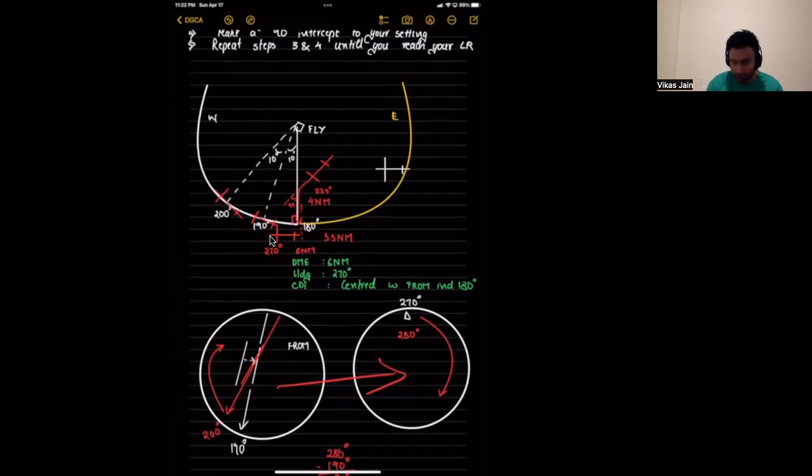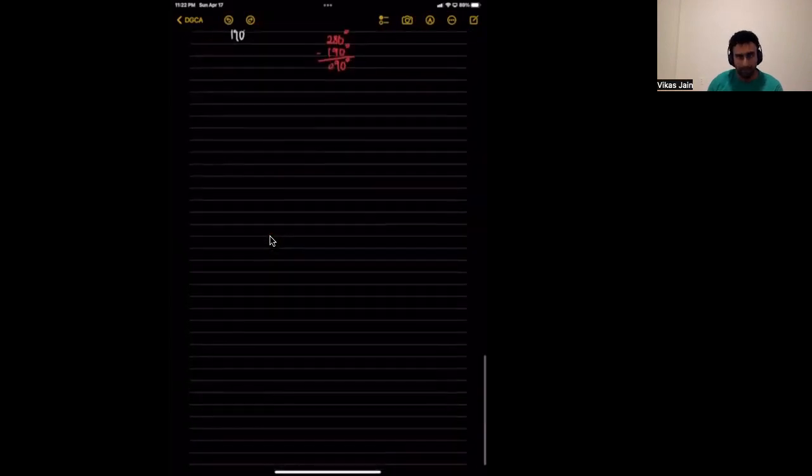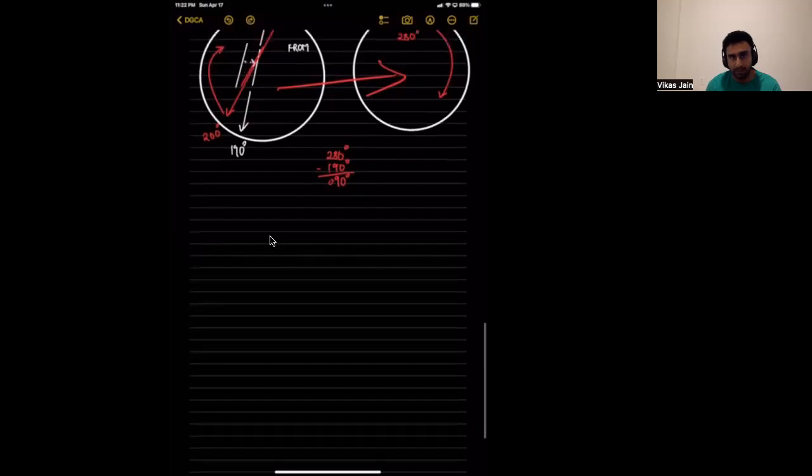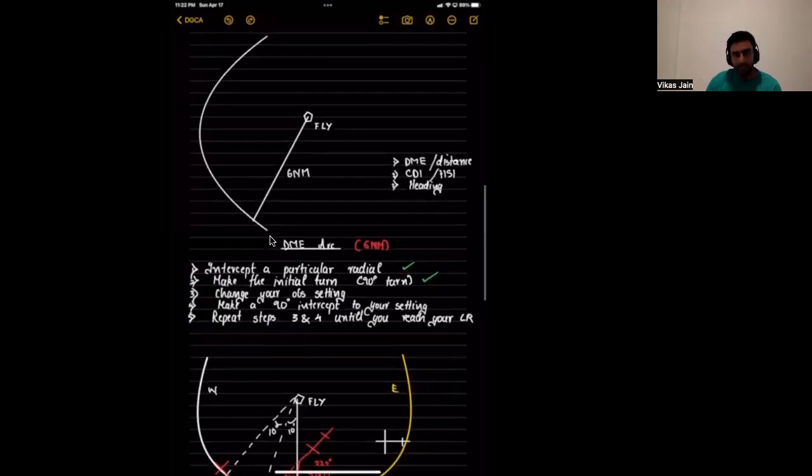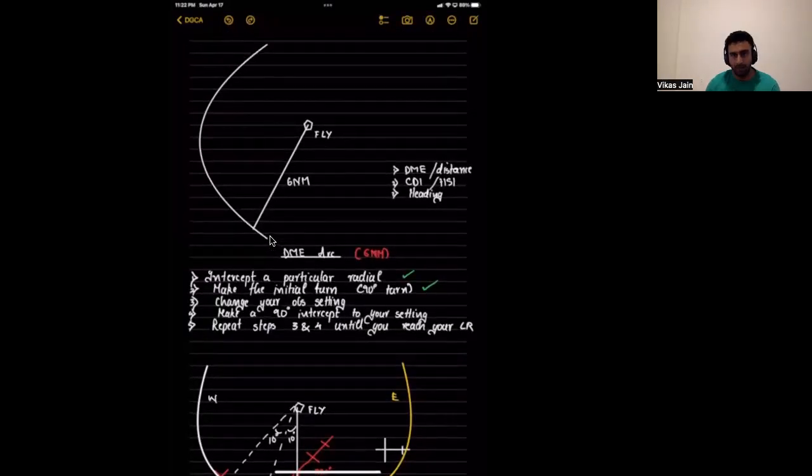To make it much simpler, in the coming weeks, I'm going to upload how to fly this on your simulator and how this looks, right? This is the basics of a DME arc.